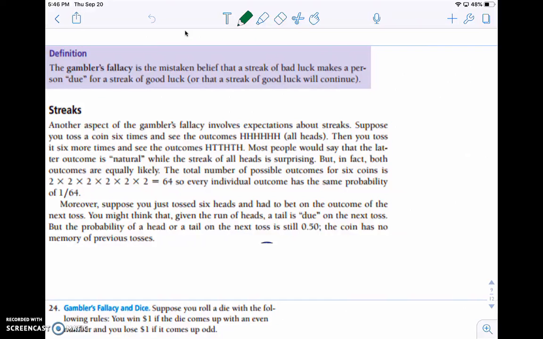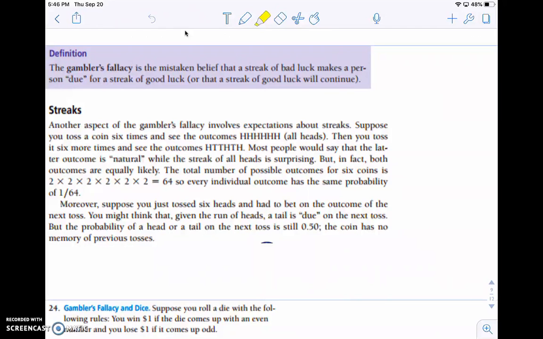Next we're going to look at what's called the gambler's fallacy. It's this mistaken belief that a streak of bad luck makes a person, quote, due for a streak of good luck, or that a streak of good luck will continue. So here's a look at streaks. We talked about it a little bit earlier.